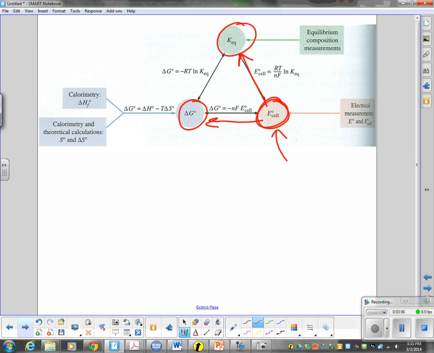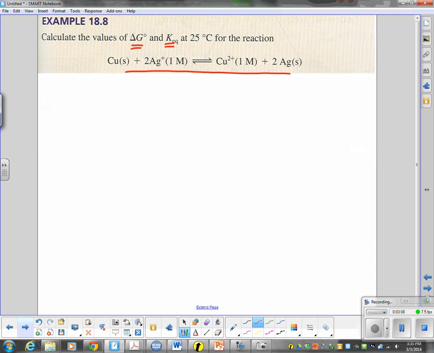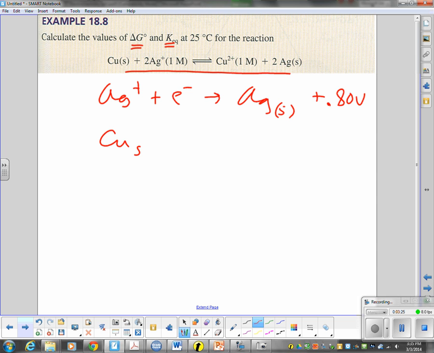So let me start on the reactions. The first thing I'm going to do in my problem is write the reactions. Ag plus an electron, this is a reduction, goes to Ag as a solid, and that has a value of positive 0.80 volts. Then I have copper. Copper as a solid is going to produce copper 2 plus and 2 electrons.